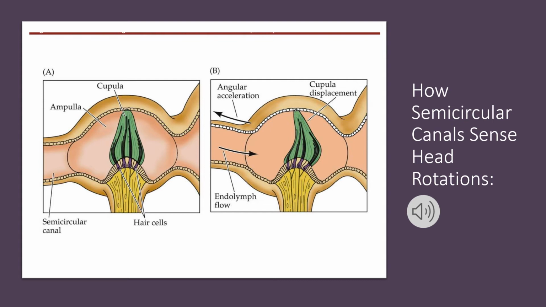During constant angular velocity, or low-frequency rotational movements, the firing rate drops, returning to baseline rate and returning the cupula to its undeflected state. During deceleration, the cupula deflects in the opposite direction, decreasing the unit firing rate.